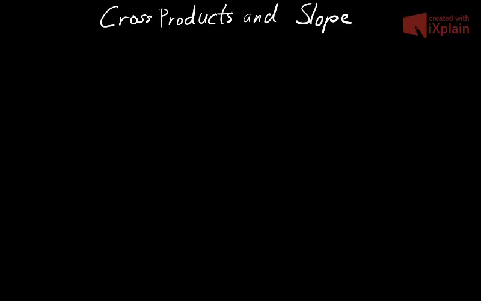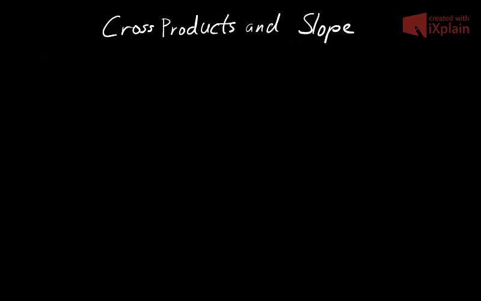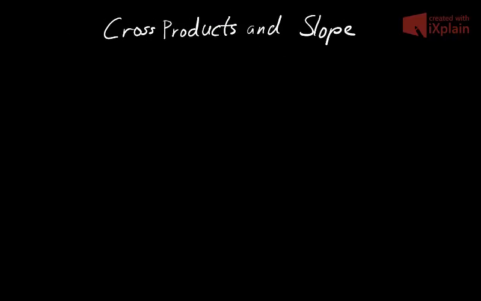Hello, 7th grade. Today we are going to be talking about cross products and slope. These are two things that are a little bit related, although not terribly. So it's kind of going to come in two chunks. We're going to start off with cross products. And when we see cross products, I want us to think ratios. A cross product is a way to solve ratios.